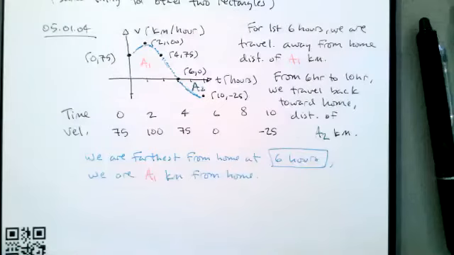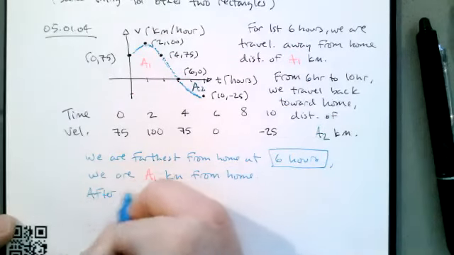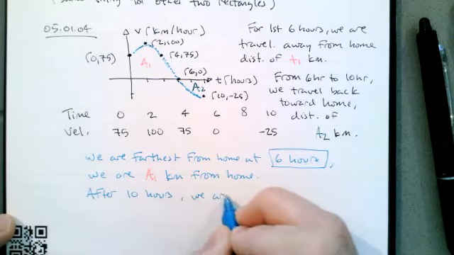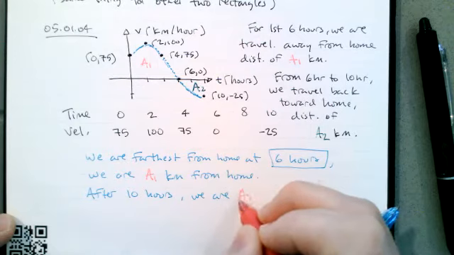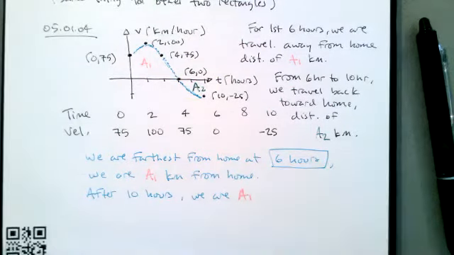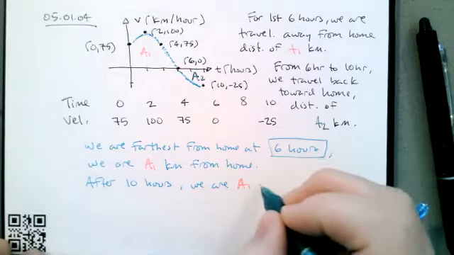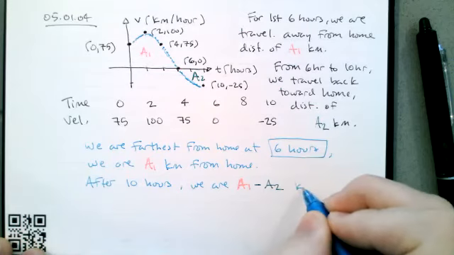After 10 hours, at this point we turned around. At the end of 10 hours, we've gone A1 kilometers away, but we're coming back A2 kilometers. So if we subtract A2, that's how many kilometers we are from home.